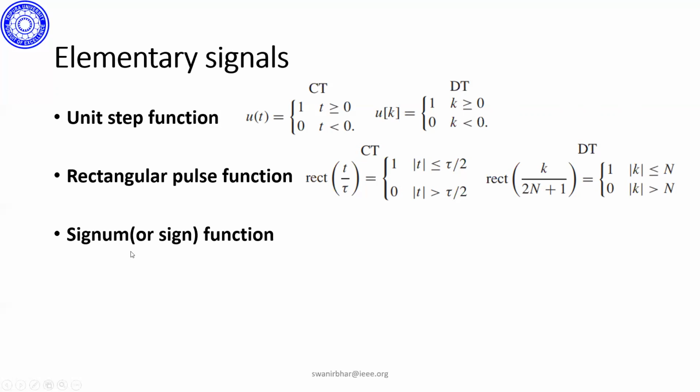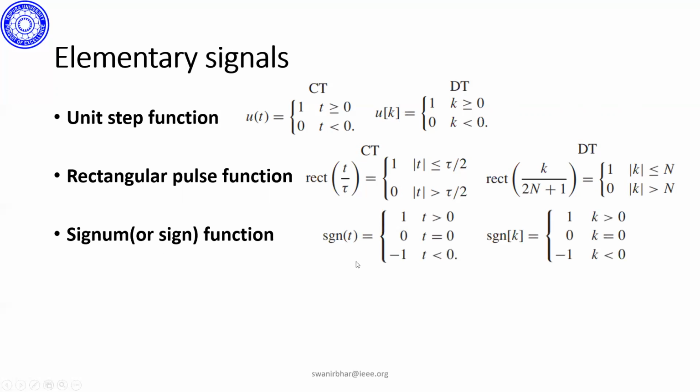Then the signum function, or sign function, is like a discrete waveform, where you can see for k less than 0 it is minus 1, and for k greater than 0 it is 1, and in between it transitions from minus to plus.